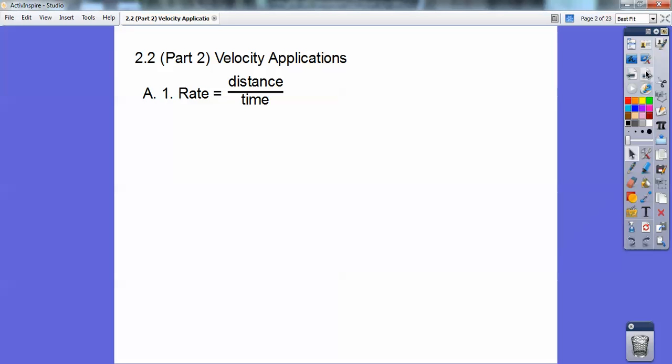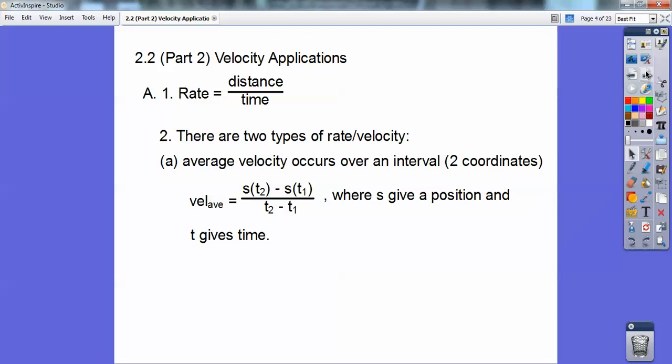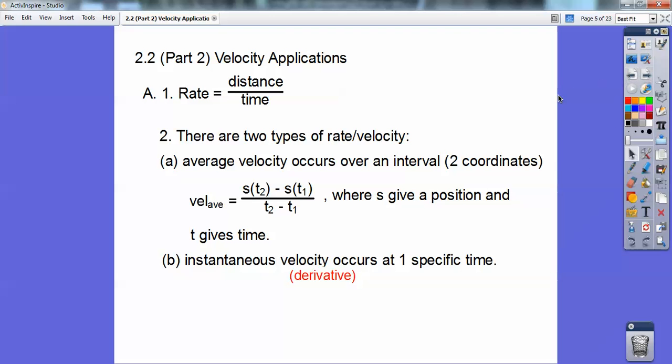All right, remember rate is just distance divided by time, and there's two types of rate problems. Rate is also derivative. So one is the average velocity. The average velocity occurs over an interval, which means you have two coordinates. Remember, s is your position function, and t is at a specific time. Your average velocity is s of t2 minus s of t1 over t2 minus t1. S is your position function and t is time.